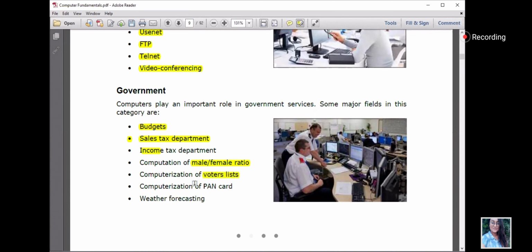Okay, then we have voter list, PAN card, computerization of PAN card. This lecture was actually downloaded from an Indian website, so they mentioned PAN card, but in case of our country's reference, I would say the smart cards. The smart cards contain all the information, your fingerprints, your reading of your eyeballs, iris, everything. So these things are actually computerized.